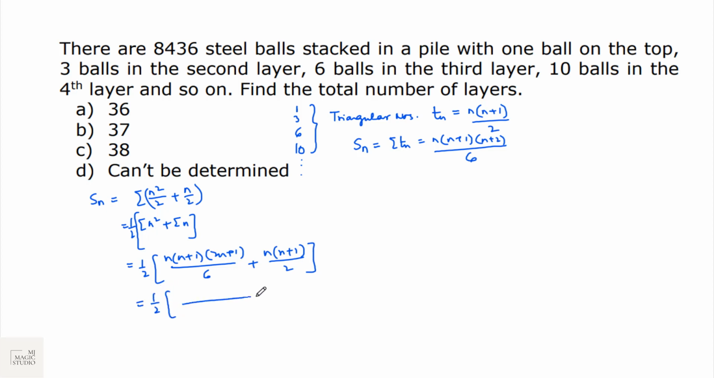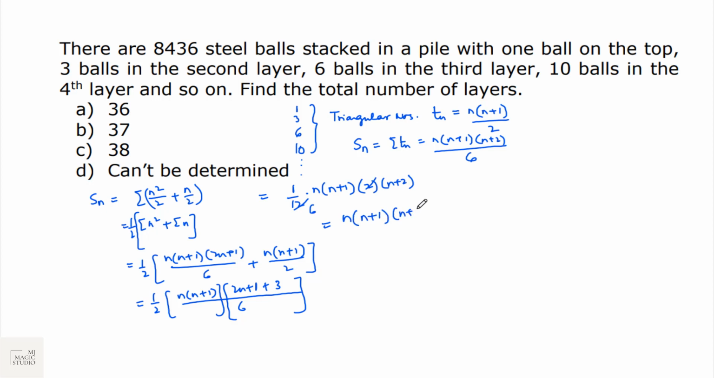So half, let the LCM be 6, and we take common n into n plus 1. So we are left with 2n plus 1 plus 3, okay, this goes 3 times. So ultimately this is 1 by 12 into n into n plus 1 into 2n plus 4. That is 2 into n plus 2. So this is how we get this formula. It is n into n plus 1 into n plus 2 by 6.